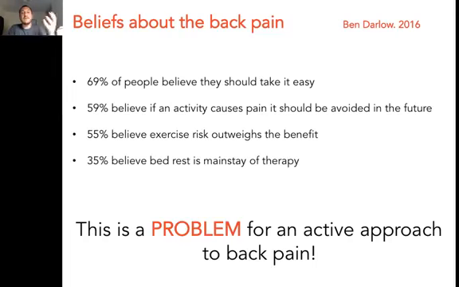One of the things that we have to overcome for a majority of people is, first, they have to understand that exercise isn't a risk. Only in certain cases might it actually be a risk, and those cases are pretty low if we look at the percentage. 35% of people, a third of people, believe bed rest is the mainstay of therapy. When actually, the information that we're now starting to understand is that activity is the positive thing. So these beliefs are a huge problem for back pain.